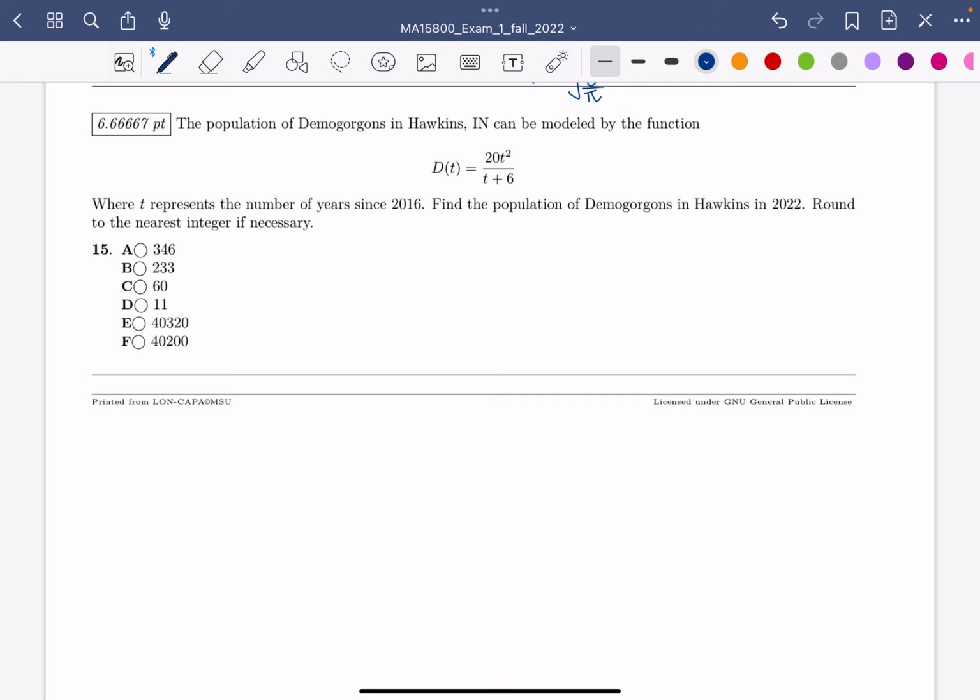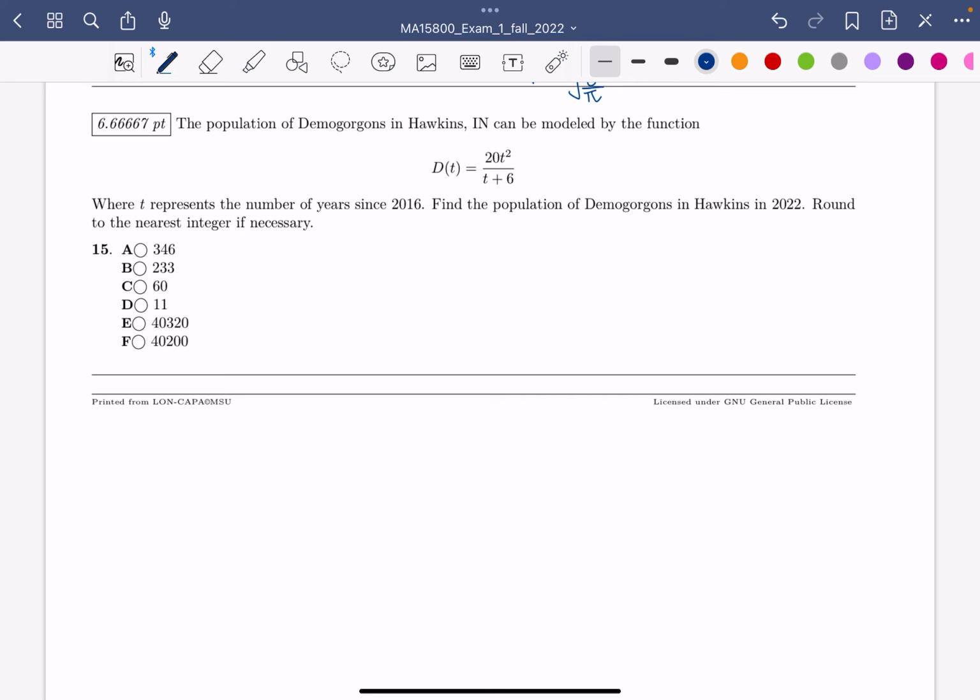The population of Demogorgons in Hawkins, Indiana can be modeled by the function d of t equals 20t squared over t plus 6, where t represents the number of years since 2016. Find the population of Demogorgons in Hawkins in 2022. Round to the nearest integer if necessary.